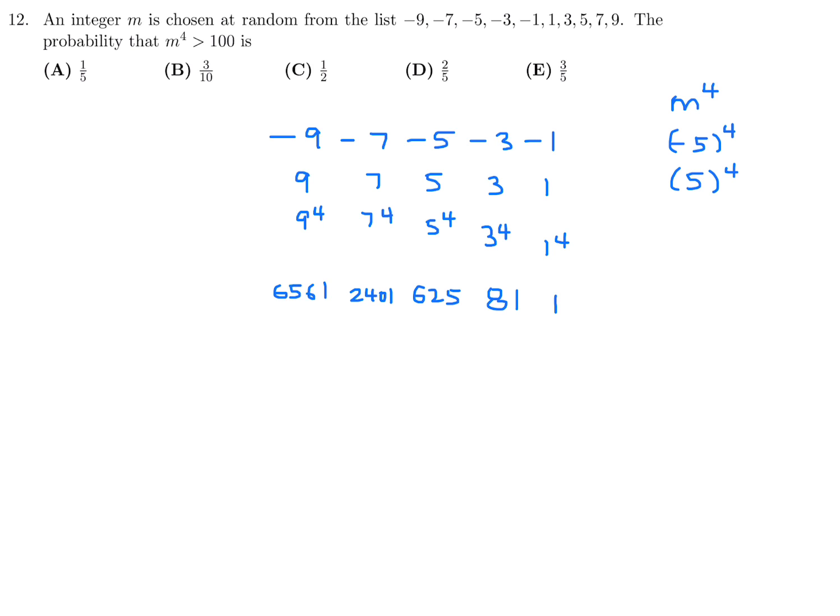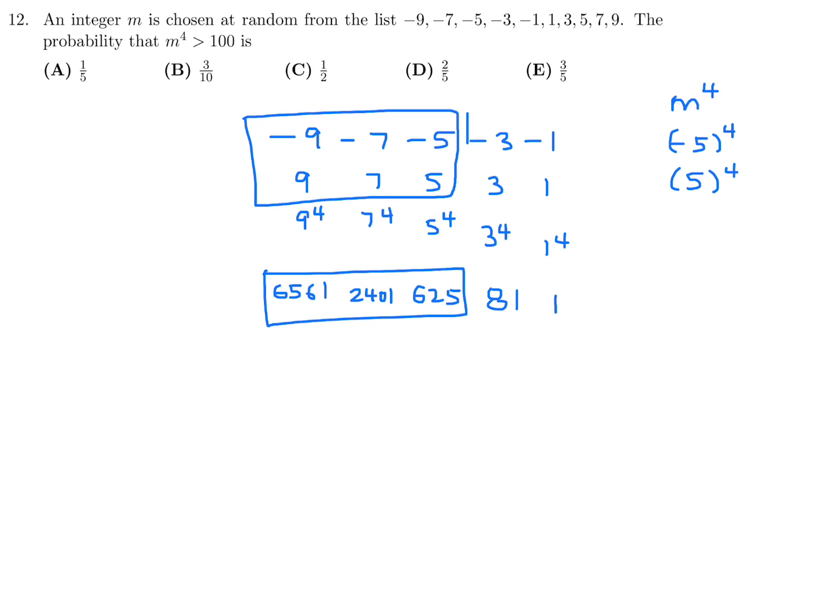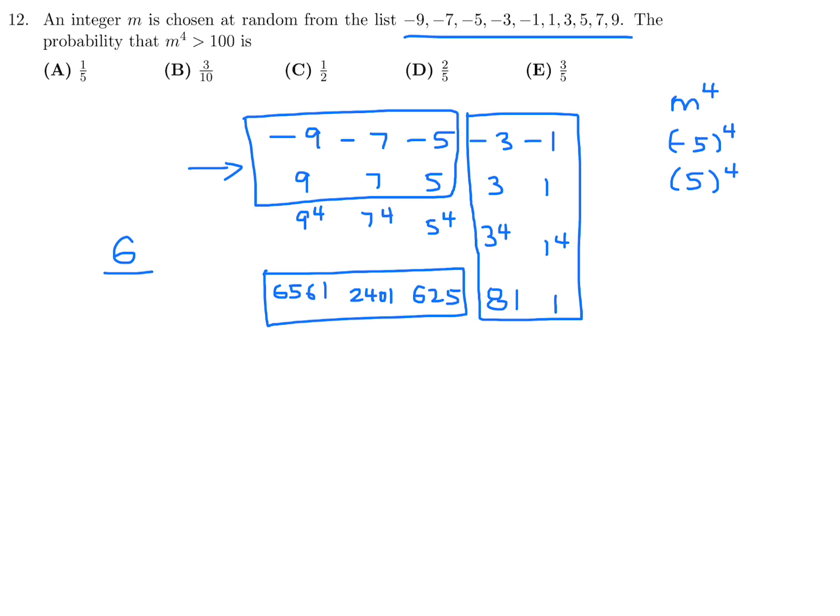So the ones that are greater than 100, which is what they want, are these: negative 9, 9, negative 7, 7, negative 5, and 5. They will give results that are greater than 100. These ones will not. So of the 10 numbers, these 6 will give a result that is greater than 100. So the probability is 6 over 10, and of course, in lowest terms, that's 3 over 5. So number 12, the answer is E.